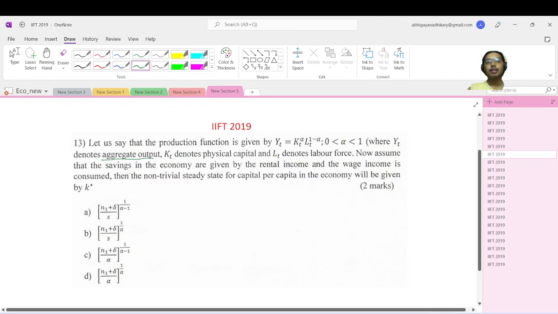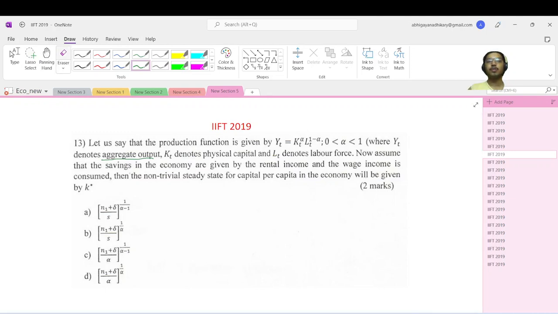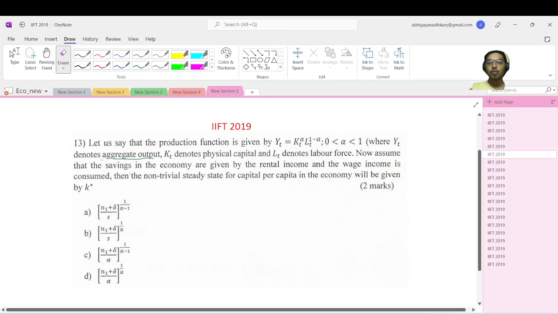Now assume that the savings in the economy are given by the rental income and the wage income is consumed. Then the non-trivial steady state for capital per capita in the economy will be given by K star, and which of the options are there. So over here, note one thing, it's not really the standard Solow calculation that we need to do. There is an additional thing that they have explicitly mentioned, that the savings in the economy are given by the rental income and the wage income is consumed.